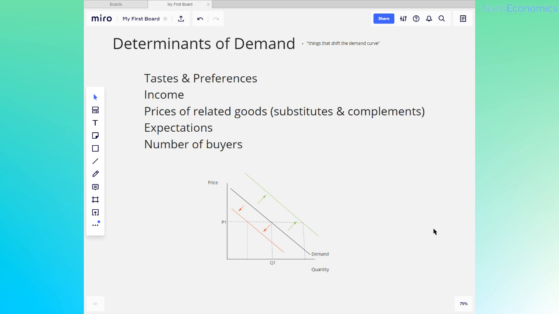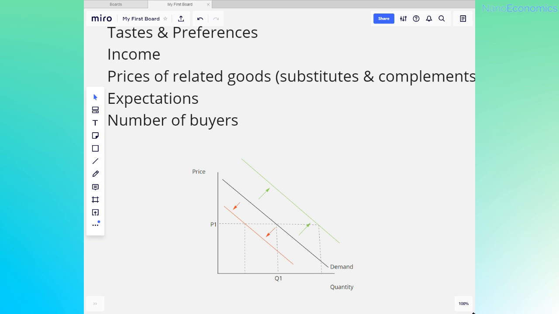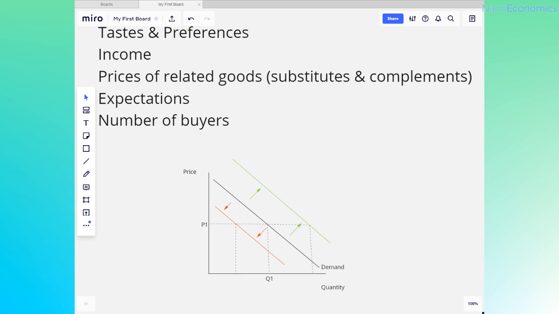And I went ahead and put a demand curve graph below here, just so that we're looking at and reading the same graph. Let me see if I can bring this. Cool.